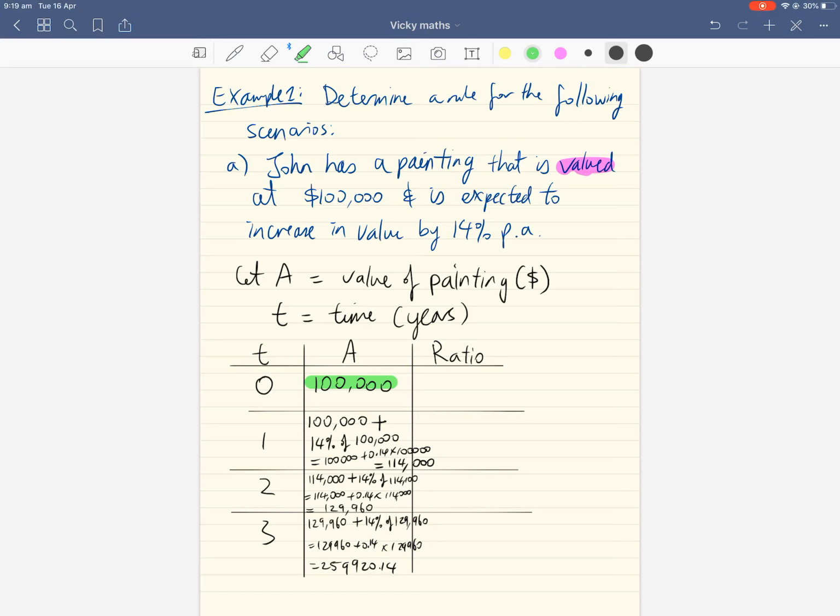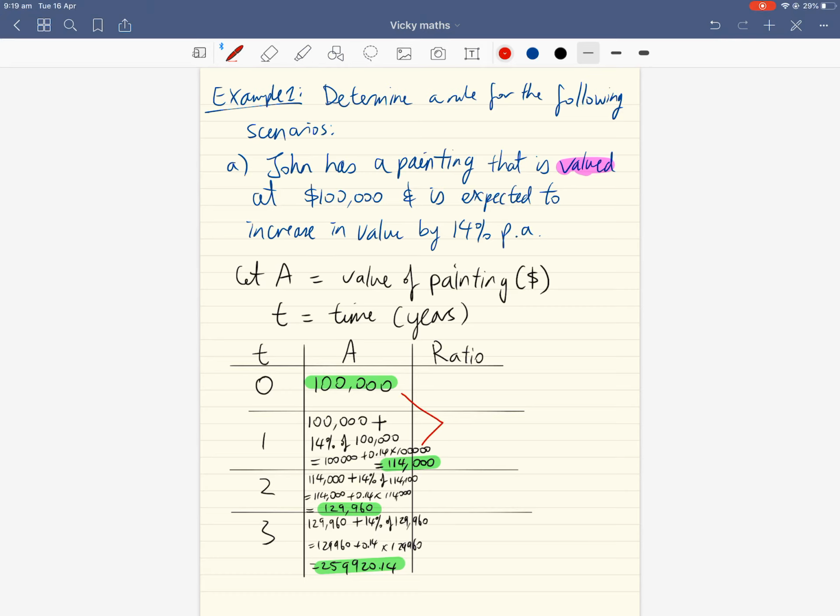So just highlighting, at time 0, our value of the painting is $100,000. After the first year, we calculate a 14% increase, so it's $114,000. After 1 more year, let's increase yet another 14% of the previous year's amount, so we get 129,960, etc. And in the 3rd year, we get this amount after an increase of 14%.